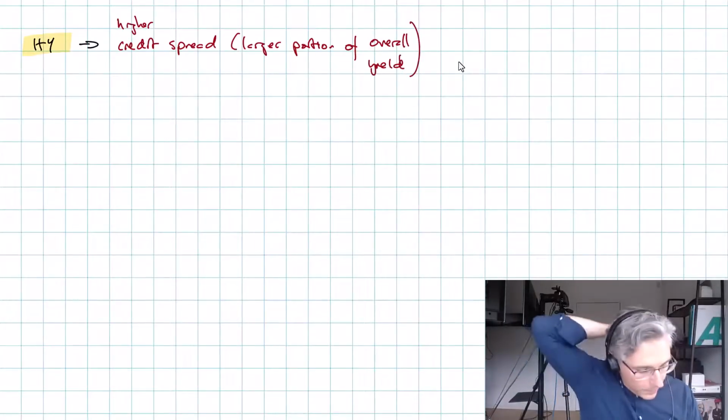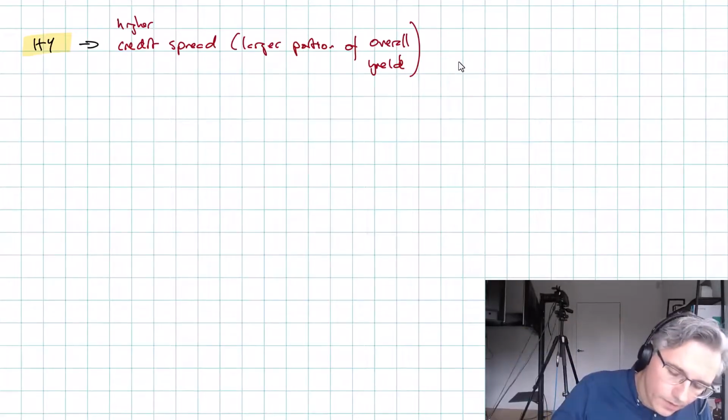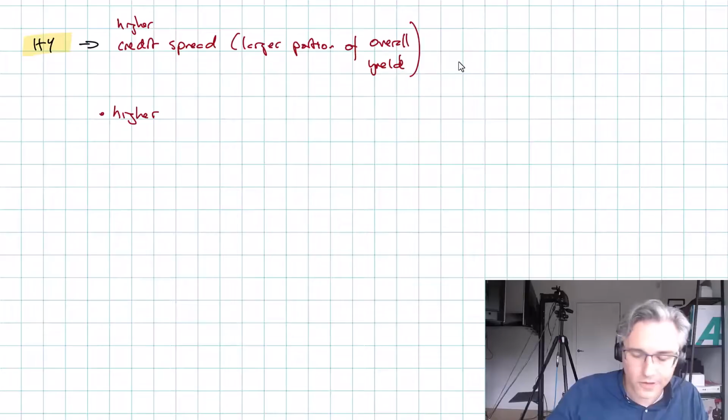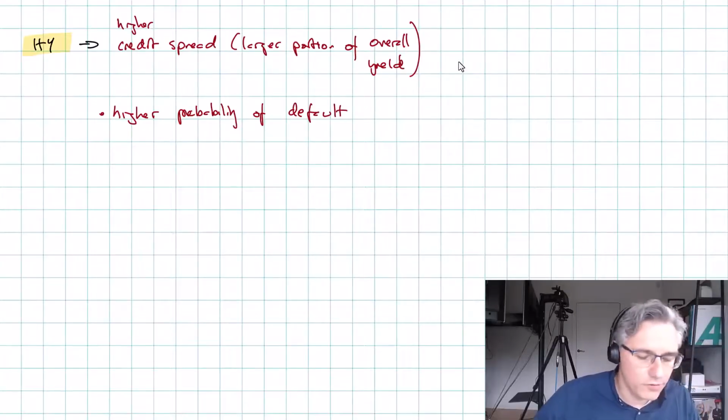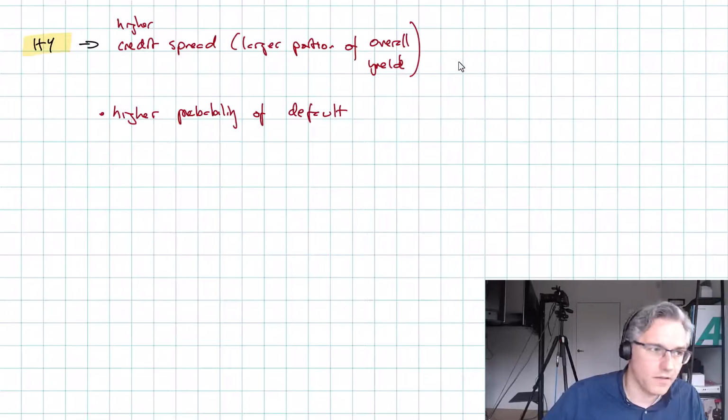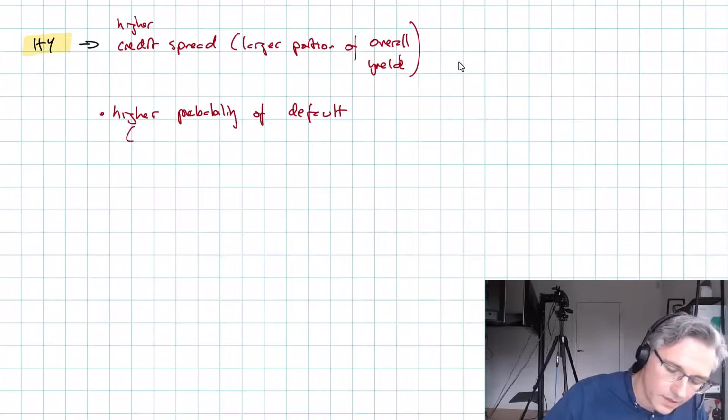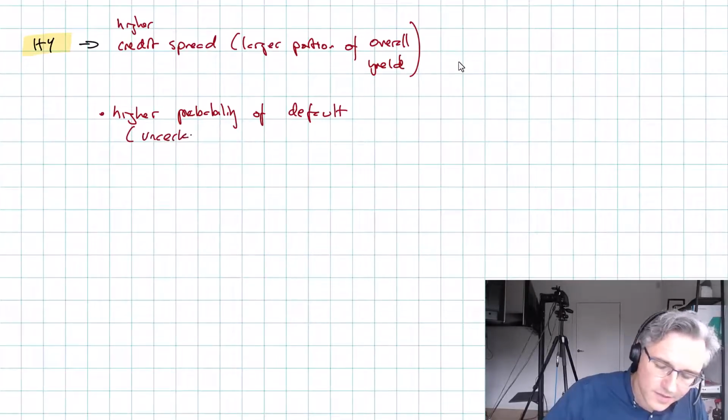Okay. Now, obviously, the higher probability of default has pretty much to do with the fact that these companies have uncertain or less stable operating cash flows.